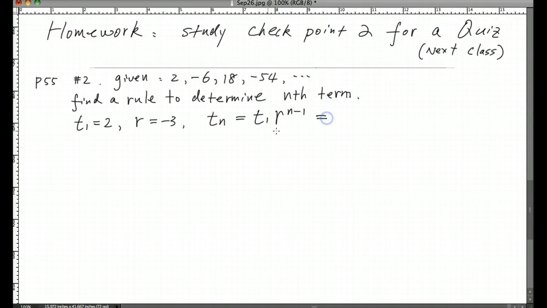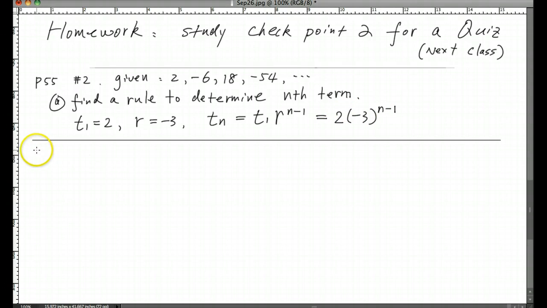Now you can't stop here, because we already know the T1 and the r. So we plug in 2 and -3, and n minus 1. Okay, now basically that's it. If you want to simplify, you can do something, but I don't think you need to do that. And then the second question, B, this is A, right? B is asking you to use the rule to determine the 10th term. I don't want to go over that. It should be easy. Just plug n equals 10 into this, and it simply calculates, right?